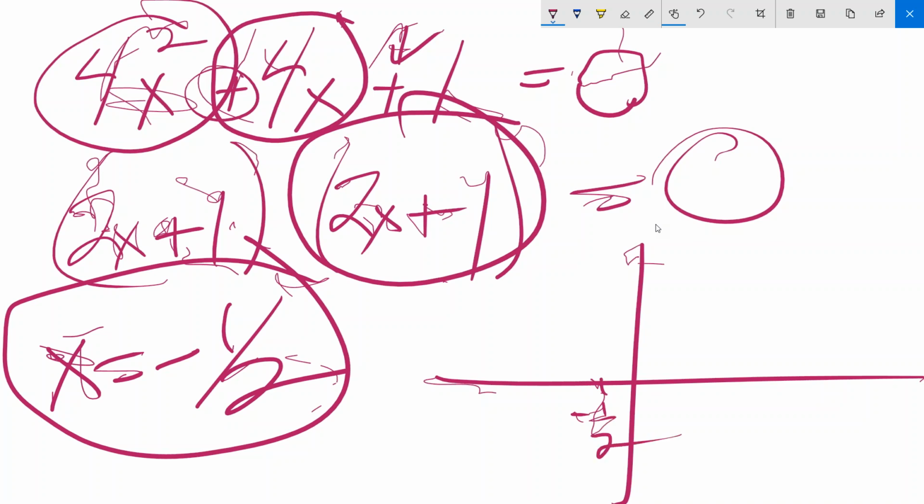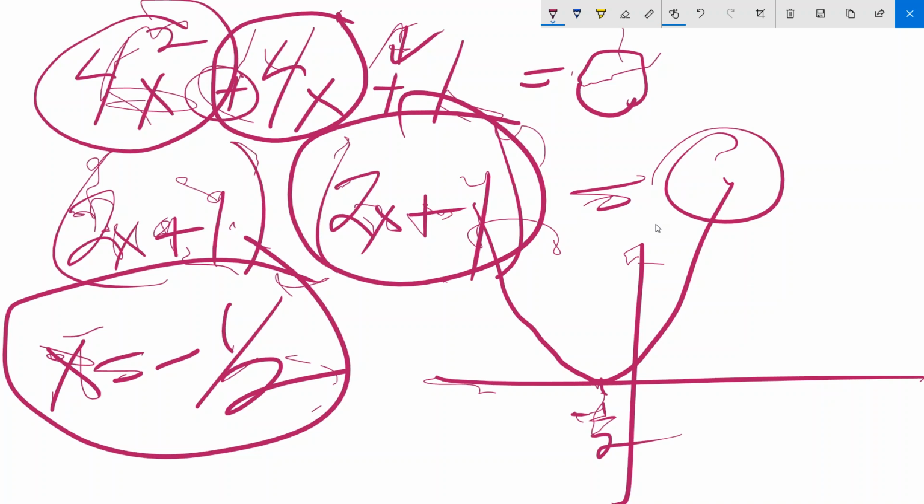And it doesn't actually cross it. Since we only have one solution, it has to be a parabola that touches the x-axis just once. In other words, if we had two different solutions, that parabola would go through the x-axis and I would have two x values. Since I only have one solution, x equals negative 1/2, that tells me that the parabola is going to kiss the x-axis only at x equals negative 1/2.